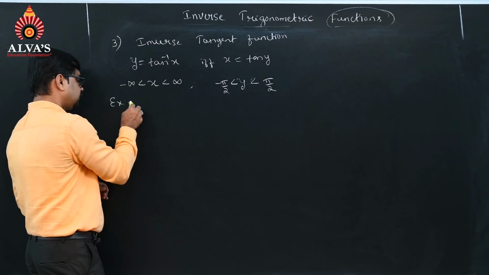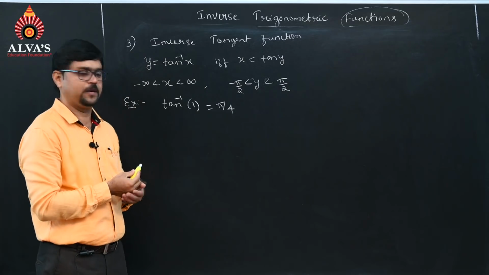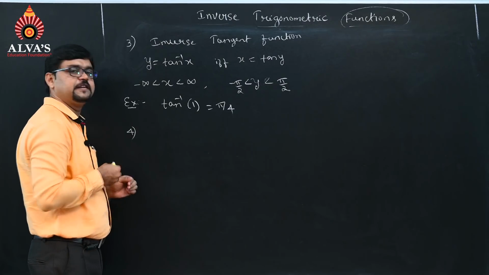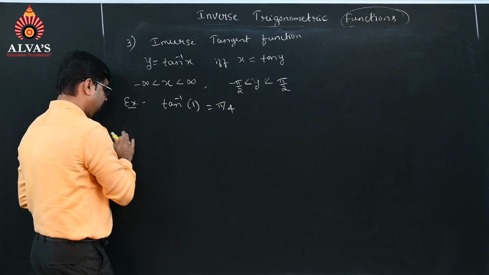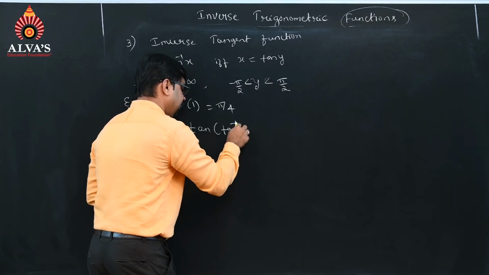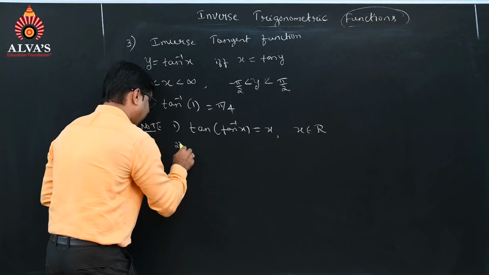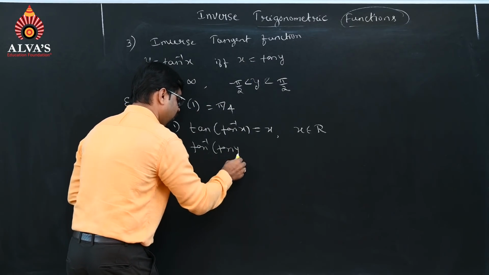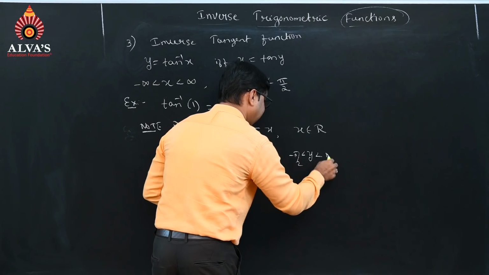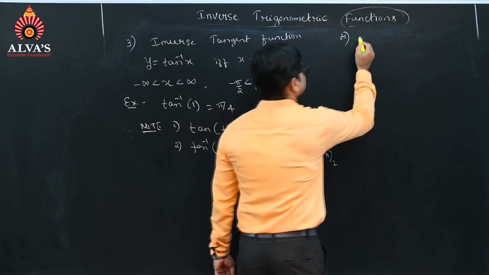For example, tan inverse of 1 we will take as pi by 4, because all of you know that the value of tan pi by 4 is 1. And we will move on to the fourth definition. Before that, the same properties we will continue. Note: the first one, tan of tan inverse of x equals x, where x belongs to the real numbers. Second one, tan inverse of tan y equals y, where y lies between minus pi by 2 to plus pi by 2.